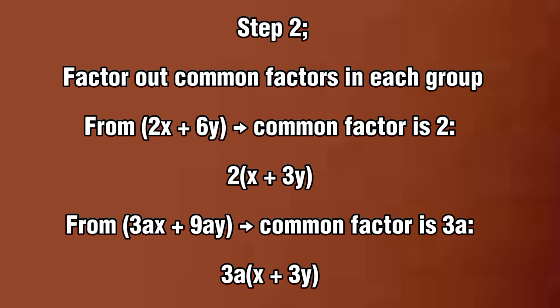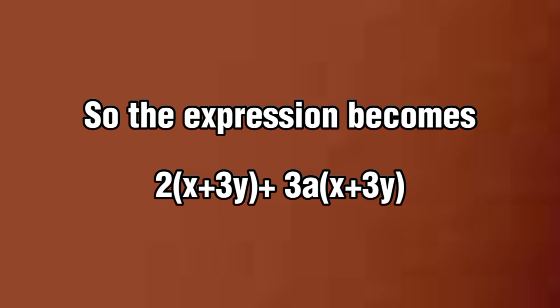If you look at the first bracket, 2 can divide every single term in that first bracket without a remainder. So when 2 divides 2x, you have x, and when 2 divides 6y, you have 3y. Look at the second bracket. 3a can divide everything in it. So when 3a divides 3ax, you're left with x, and when 3a divides 9ay, you're left with 3y. So the expression becomes 2 in bracket x plus 3y, plus 3a in bracket x plus 3y.